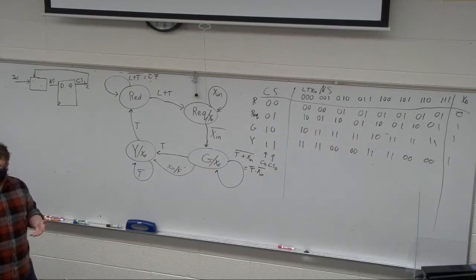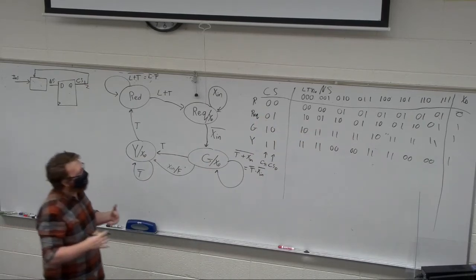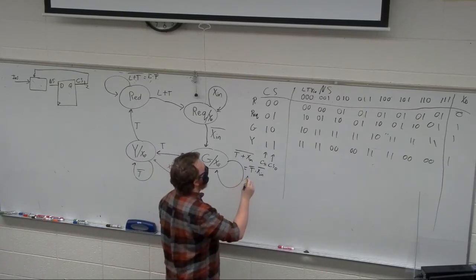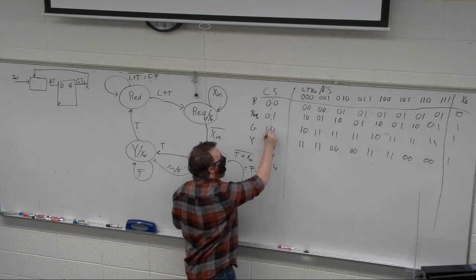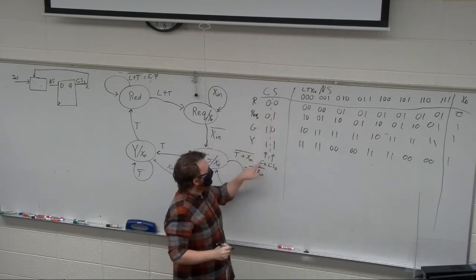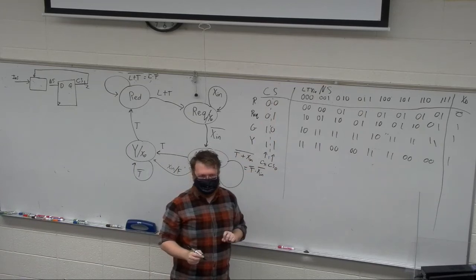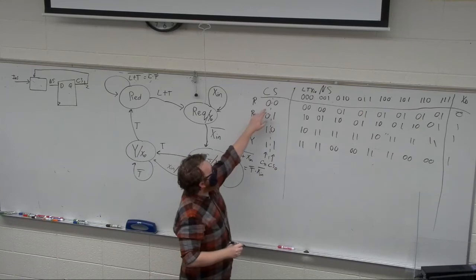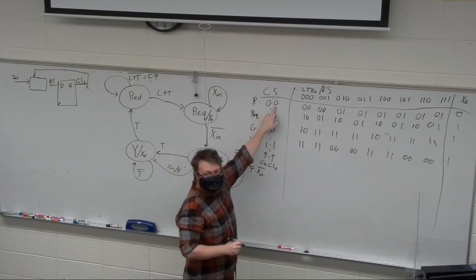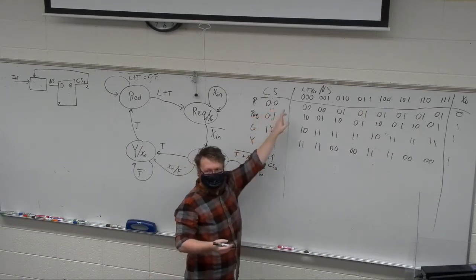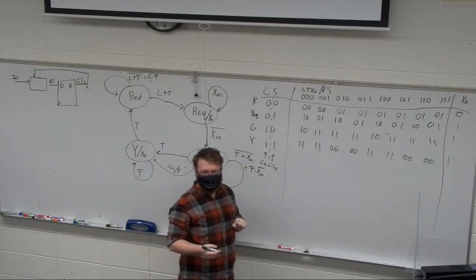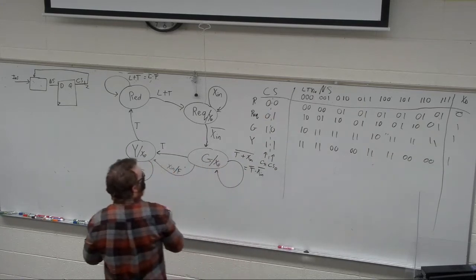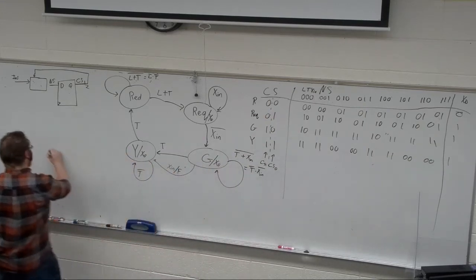The way we build the logic, and again, I covered this last time, so I won't go over the entirety of it because I want to move on to some new material rather than just review, is I look at the logic for CS1 and CS0 separately. So for CS0, how does it change based on these inputs? So I have L, T, and X in.